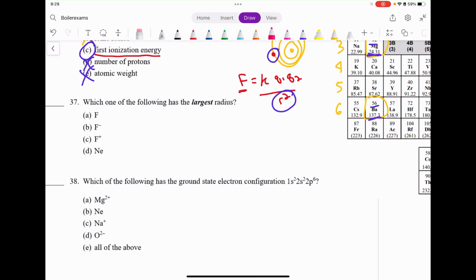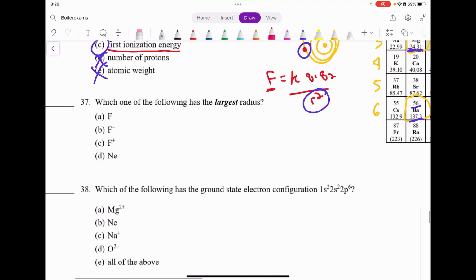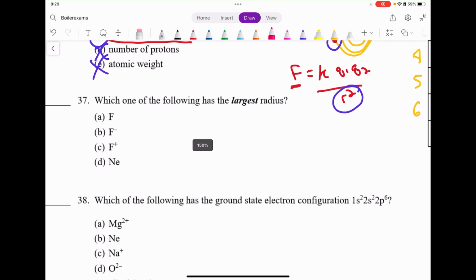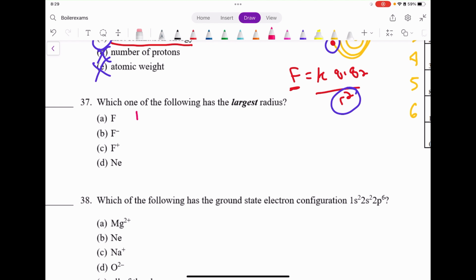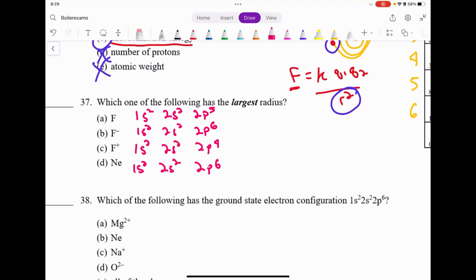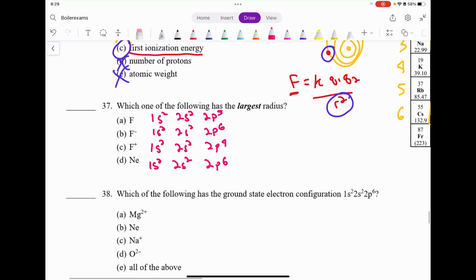Which one of the following has the largest radius? Okay, first I'm going to write the electron configurations for these. 1s2, 2s2, 2p5. 1s2, 2s2. It gains an electron, so it goes to 2p6. This one loses an electron, so it goes to 2p4. And this has the same as answer choice B. Okay, answer choice B and D have the same electron configuration.